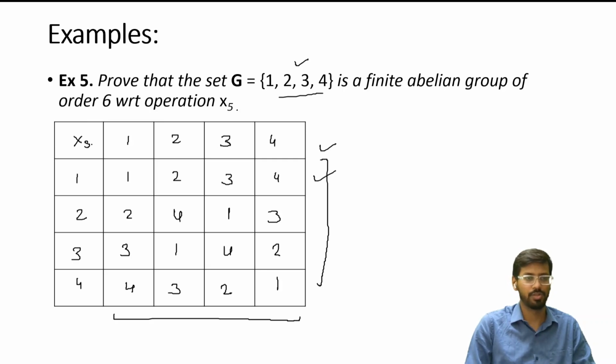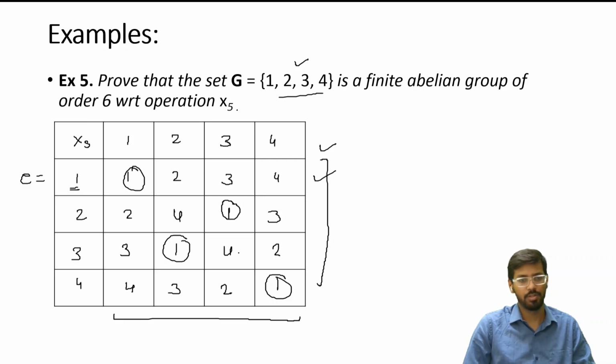These two are similar rows. So identity element is 1. So now mark circle identity. So corresponding element is the inverse element. So 1 has the inverse 1, and 2 has the inverse 3. 3 has the inverse 2, and 4 has the inverse 4. So all four elements of same set G have the inverse in the same set G. So inverse property is satisfied.